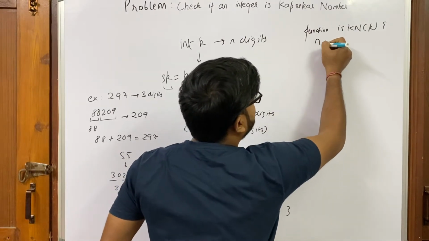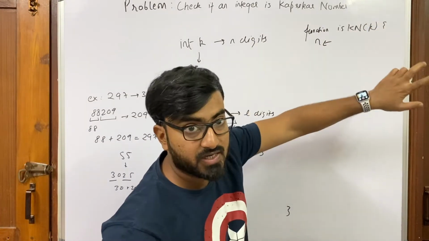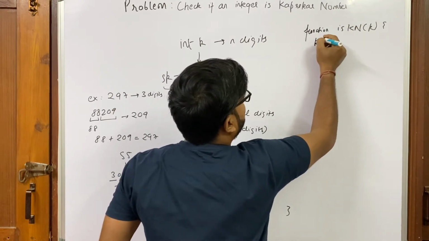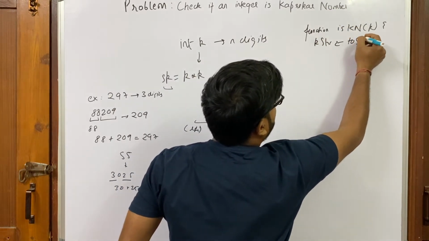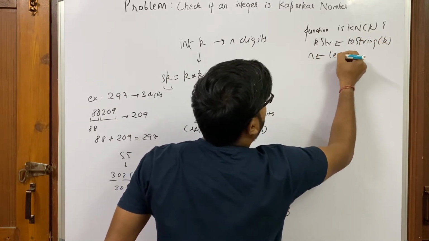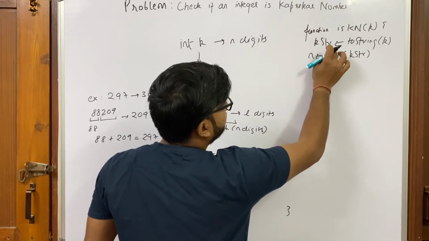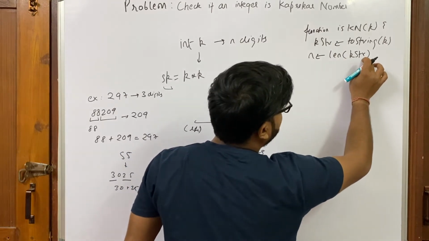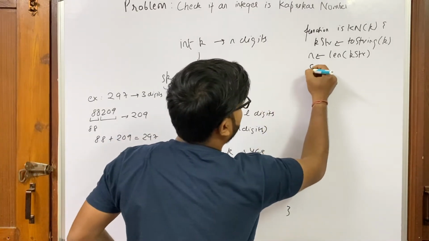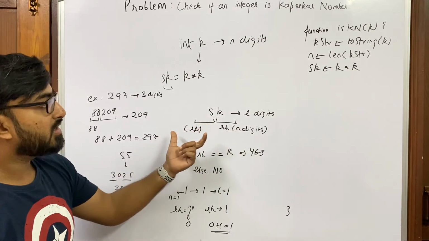So n is the number of digits in k, and since we are using strings in this, we can simply convert k to a string and then find the length of that string. So kstr is the string conversion of k, and then n is the length of kstr. Converting k to a string, storing it in the variable kstr, and then finding the length of kstr, which is n, the number of digits in k. Then we find the square of k. So the square of k is k into k. That's very simple. Then we need to split the square of k into right half and left half.